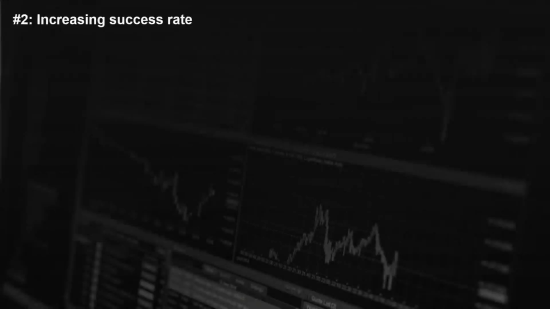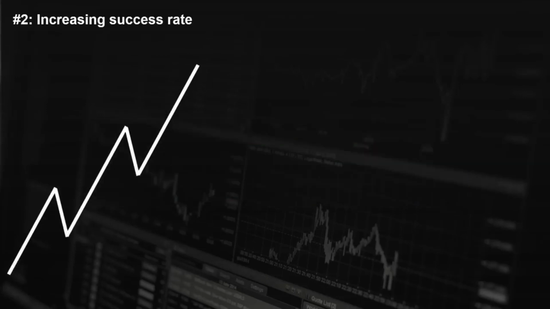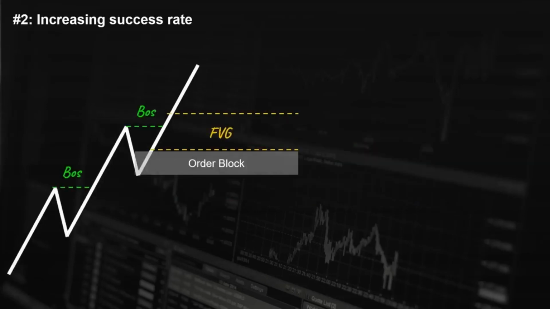Number 2, increasing success rate. The best trading setups occur when the higher time frame and lower time frame are in alignment. Imagine, on the lower time frame, we observe a move with inefficiency breaking above the previous market structure. In this scenario, if the price manages to pull back to the order block zone, it would present a perfect opportunity to enter a long position, set our stop below the swing low, and target the next level of market structure ahead of the price.